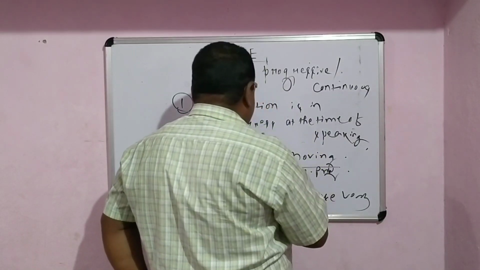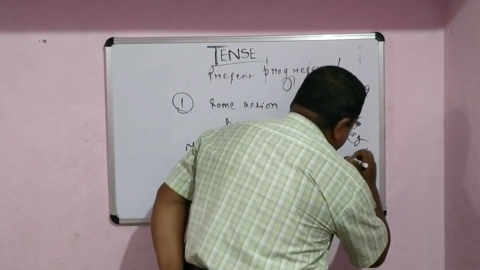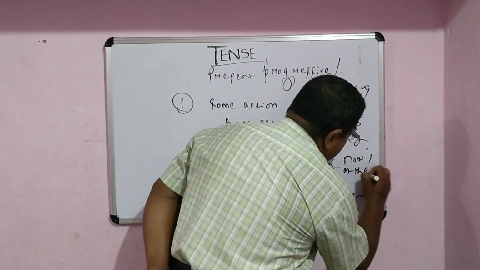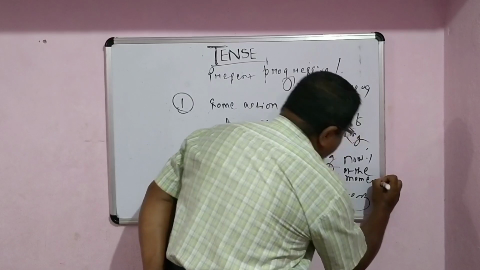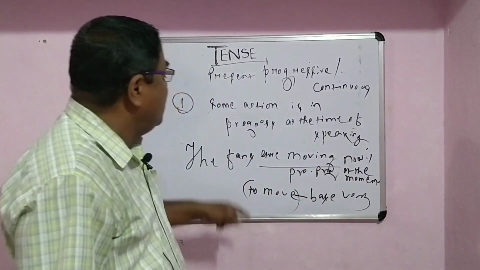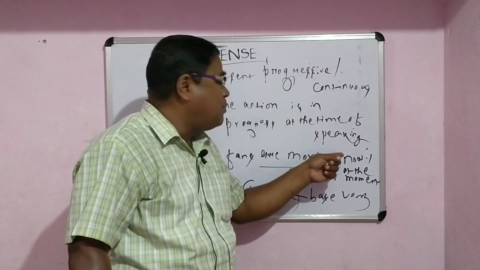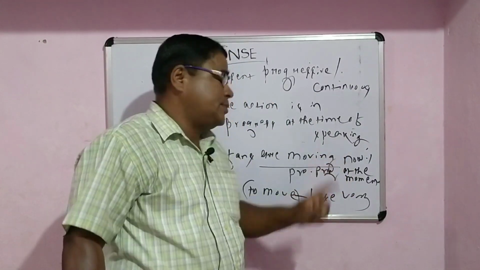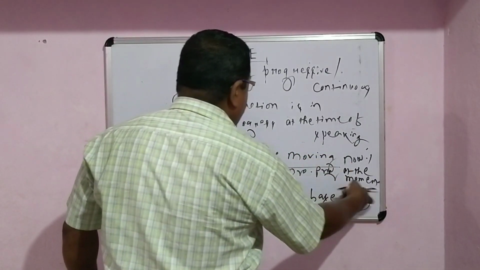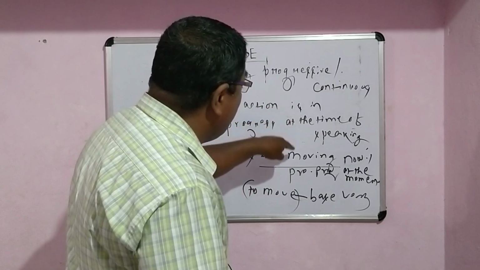That is why, in order to show that the situation is in progress at the time of speaking, you can say the fans are moving now. The fans are moving at the moment. You can even use at the moment. At the moment means at this moment. So with the use of a time adverb, like now or at the moment, you can best use your present progressive. Before you use present progressive, first you have to focus on certain time adverbs. These are the two time adverbs, now and at the moment. So when you use now or at the moment, you can easily use present progressive. Present progressive means the action of the moving of the fans is going on.